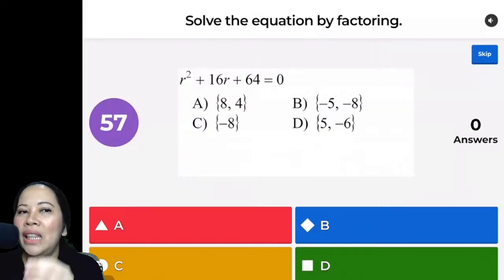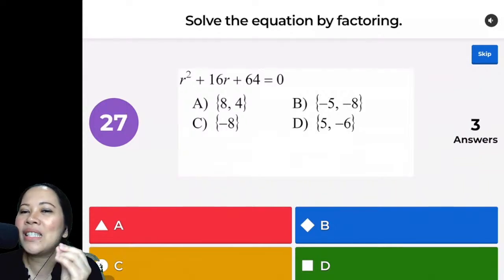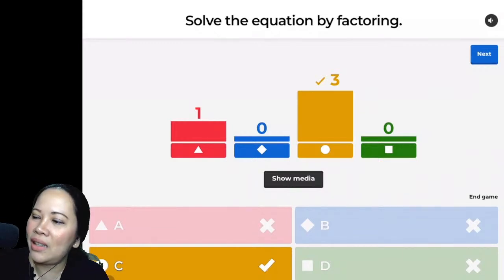Okay, now you look at the last term. It's 64. 64 is a perfect square. So what is its root? What is the root of 64? And always remember that a perfect square trinomial is always plus plus or minus minus. So which of the following will give you that number? That's the answer. Okay, what's the root of 64? It's letter C. Yes, it's negative 8. That's correct.